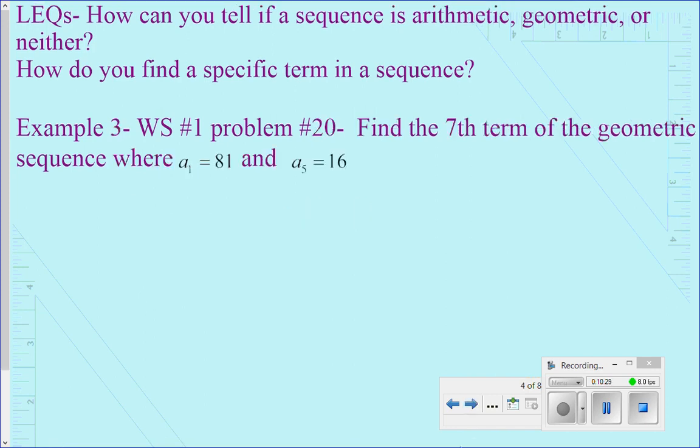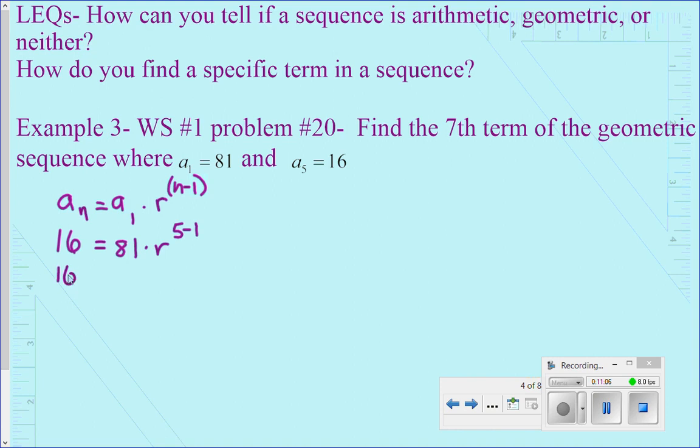Next one, this is problem 20 on worksheet 1. So we're going to find the seventh term of the geometric sequence where a sub 1 is 81, a sub 5 is 16. So we are going to do this the algebraic way. We're going to use the explicit formula. So a sub n is equal to a sub 1 times r raised to the n minus 1 power. And I'm going to substitute in what I know. So I know the first term is 81. I don't know the r. I do know the fifth term, so I'm going to go ahead and put 16 in for a sub 5, and I'm going to put 5 in for n. And I'm going to solve that.